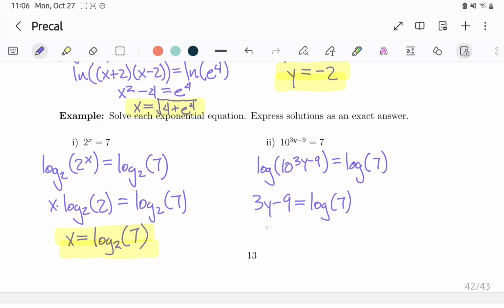And solving for y, we would add 9 to both sides and divide by 3. And we'd end up with y is equal to log of 7 plus 9 divided by 3, which by the way simplifies to log of 7 divided by 3 plus 3.